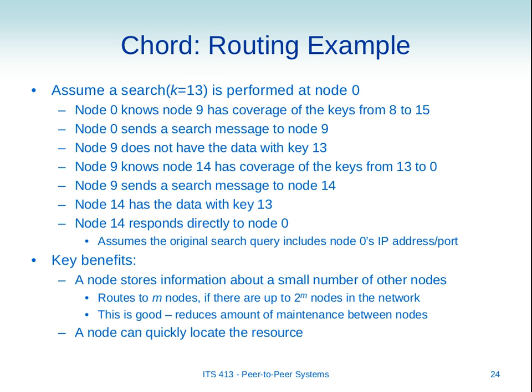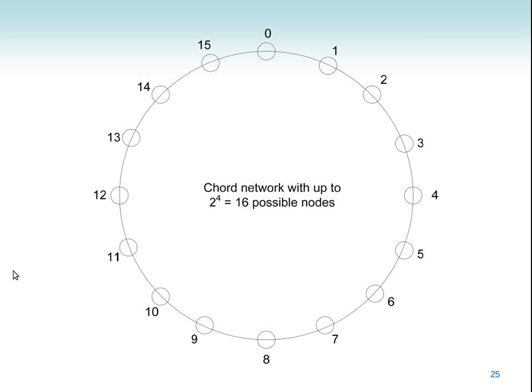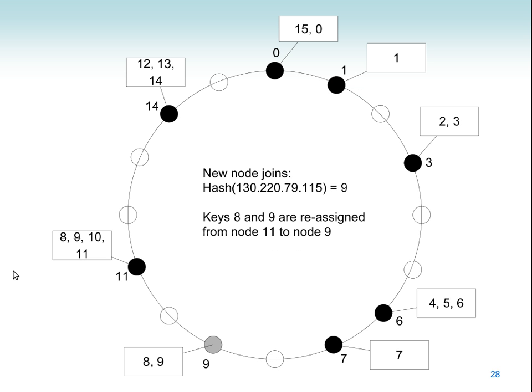We store routes to m nodes if there are 2 to the power of m nodes in the network. It reduces the maintenance between nodes. And the other benefit is that we can locate resources via queries quickly. We've gone through this example.